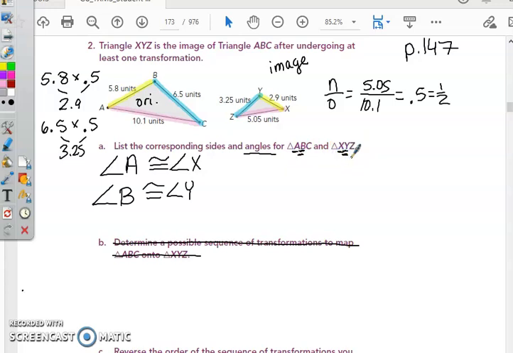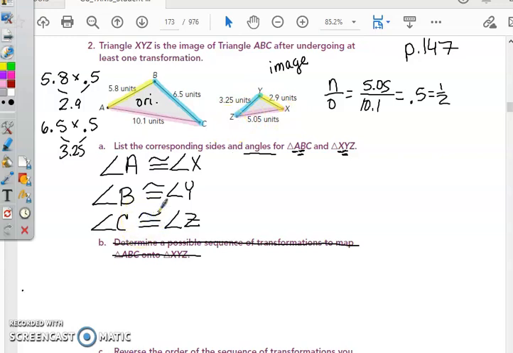Those are the same. And then angle C, I already know angle C is going to go with Z because those are both last. But I'm still going to look at my picture. Angle C is formed with pink and blue. Angle Z is formed with pink and blue. It has to work that way every time.